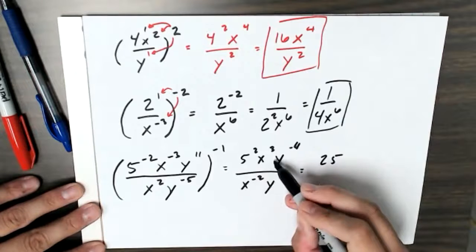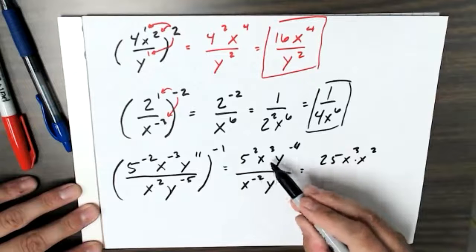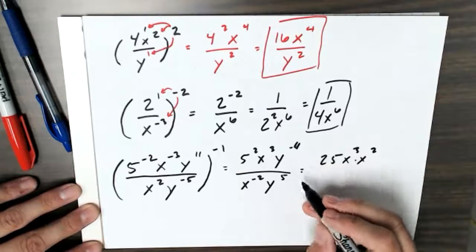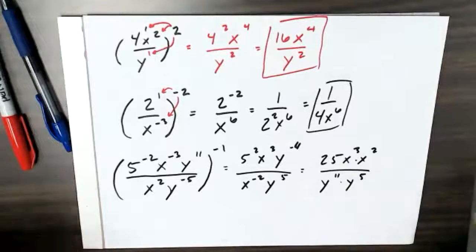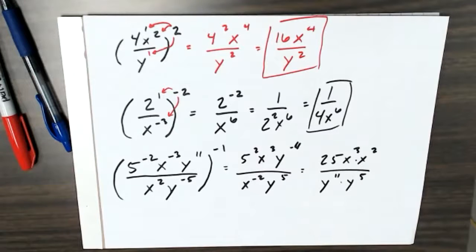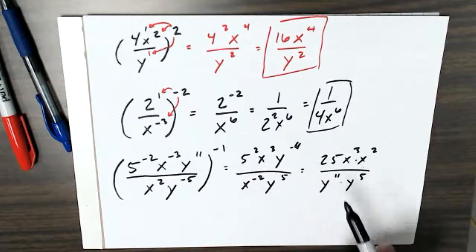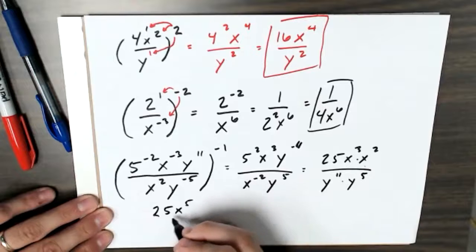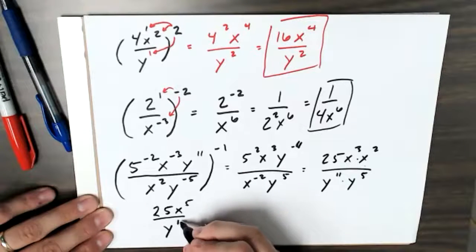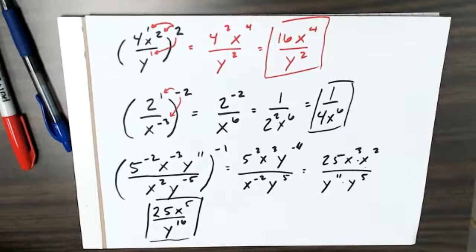I'm going to move the negatives x squared up top. So this becomes x cubed times x squared, right? And I'm going to move the y to the negative 11 to the bottom. So y to the positive 11 times y to the 5th, right? All I did was make the negative exponents positive. I'm not done yet because I have repeating bases, right? X's and X's and Y's and Y's. So let's combine those together. 25x to the 5th over y to the 16th. Okay? Questions, comments, concerns?